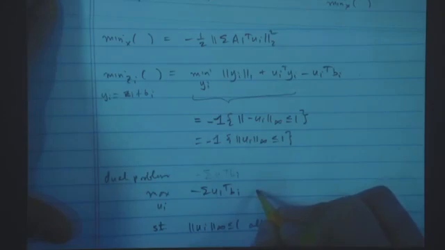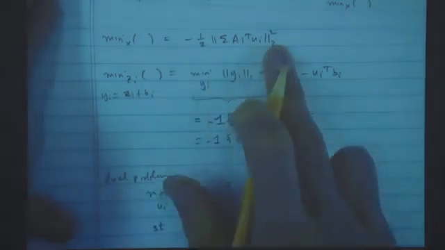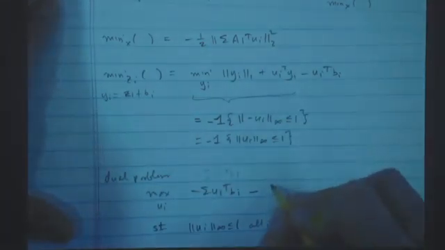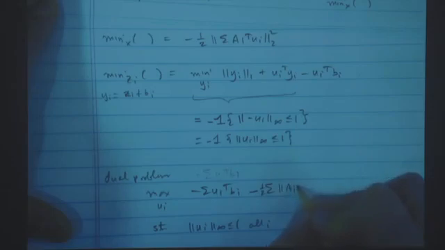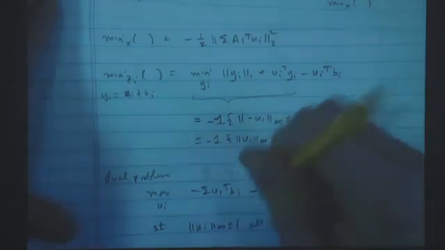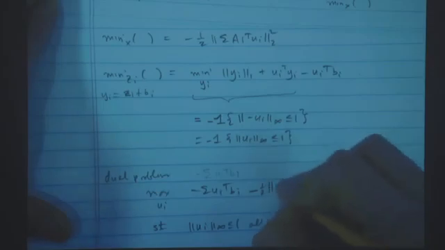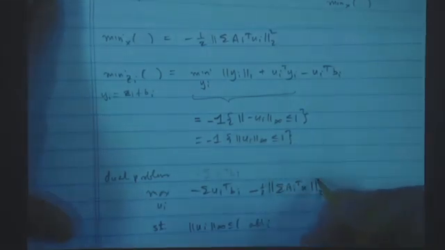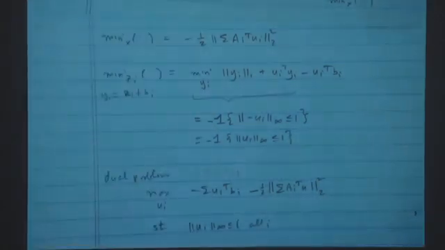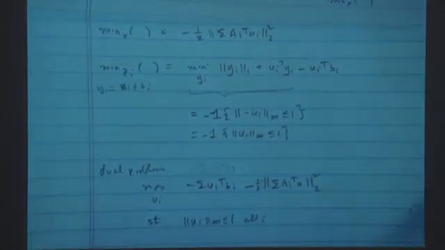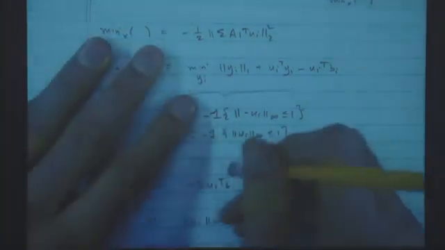And then we have minus what we got from minimizing the part over x, which is just this. One half, no, sorry, the sum's on the inside of the norm. The norm of the sum of A_i transpose ui, squared. Questions about that?